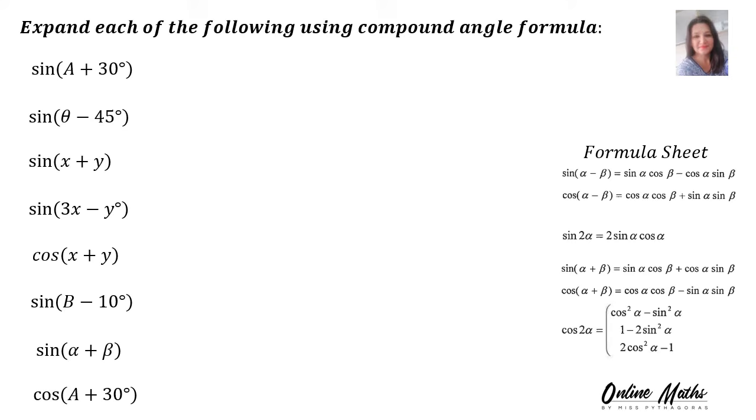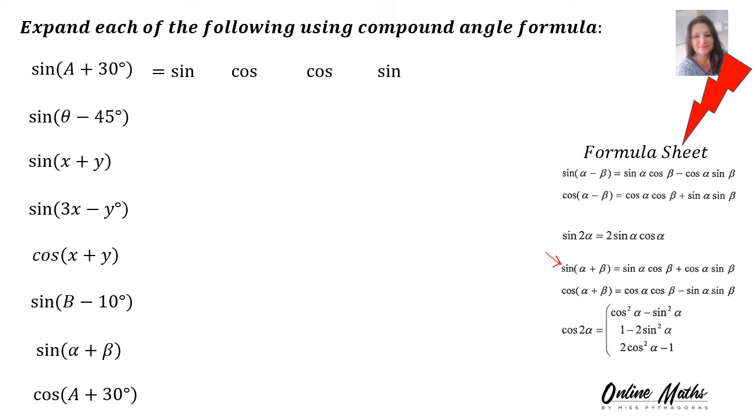Now let's practice the new rules. Expand each of the following using compound angle formula. Now I gave you an extract from the formula sheet because there's so many rules now, it's very easy to get confused. So on the first one, sin A plus 30, you will go to sin alpha plus beta. And then the pattern is sin cos, cos sin. And then you add the angles.